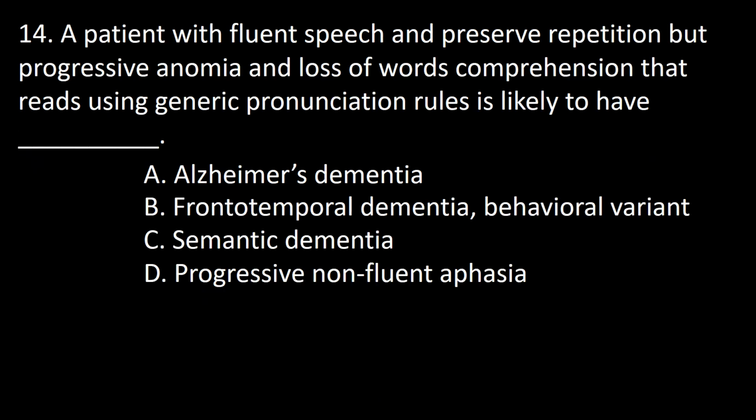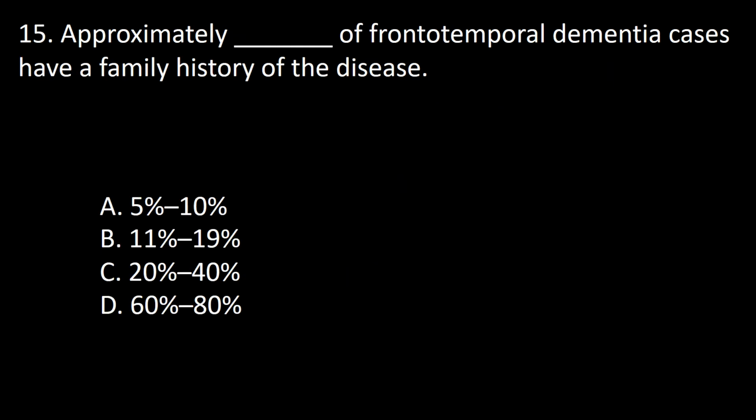So the answer to this question is C. Next question. Approximately dash of frontotemporal dementia cases have a family history of the disease. A, 5 to 10%, B, 11 to 19%, C, 20 to 40%, D, 60 to 80%.